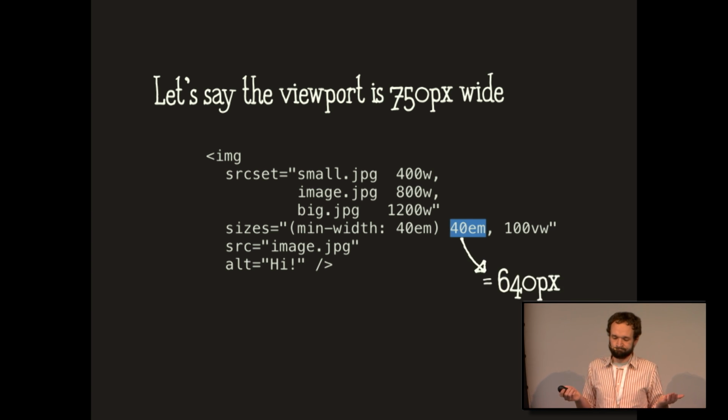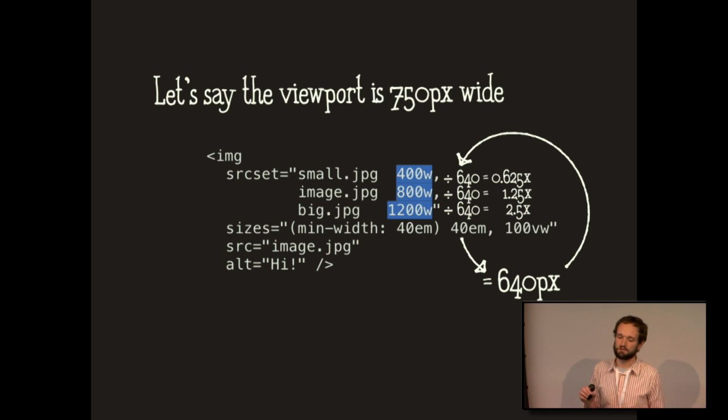What happens? First, the browser evaluates the sizes to get the layout size of the box in CSS pixels. So 40em is equal to 640px. So the browser looks at the media query and says, yes, this is true, 750 is greater than 640, and uses that length, 40em. So now the browser knows that the width of the image is 640px wide. What it does next is sort of interesting. It takes the width of each resource, those w descriptors, and divides them each by the layout width it got from sizes in CSS pixels.